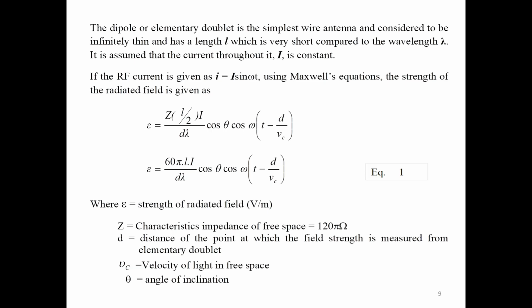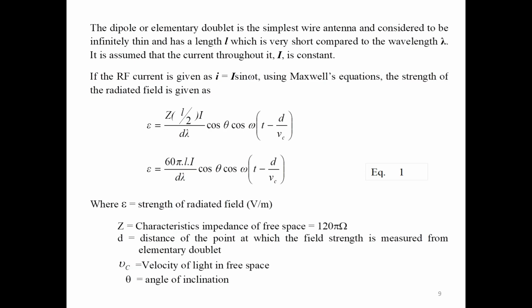The dipole, otherwise known as elementary doublet, is the simplest wire antenna and considered to be infinitely thin and has a length L, which is very short compared to the wavelength lambda. It is assumed that the current throughout it, that is I, is constant.